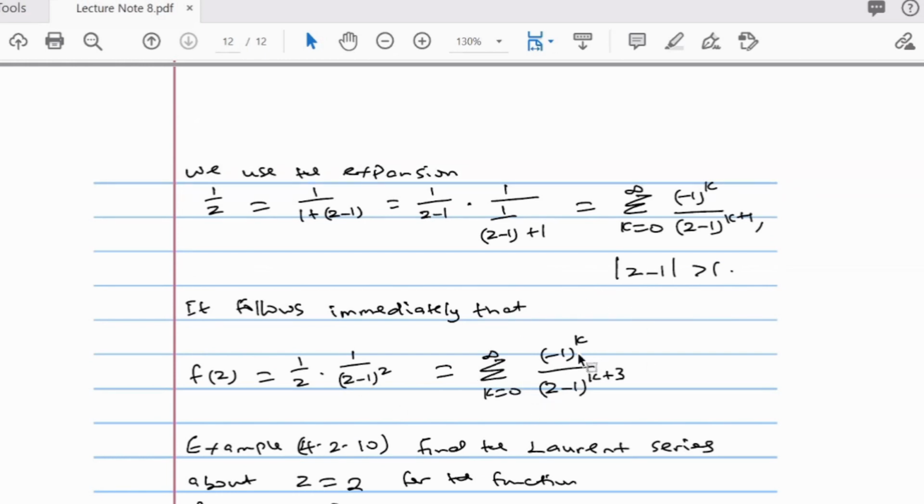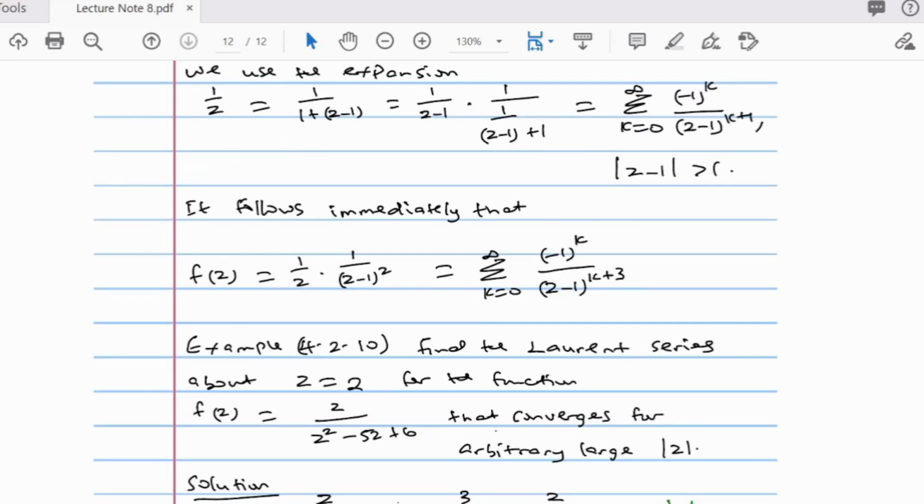So you discover that when k is equal to 0, you are going to get a negative power of (z minus 1). When k is equal to 1, k is equal to 2, you'll be getting the negative powers of (z minus 1). So let me see.